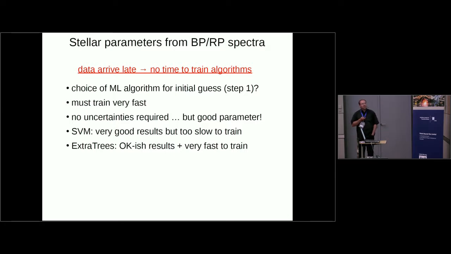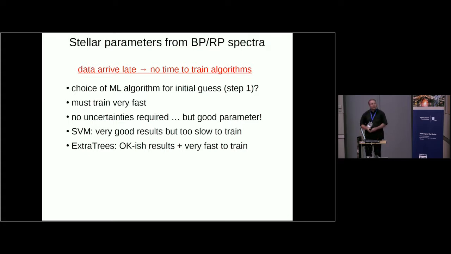But the advantage is, there's no point having excellent results from an algorithm that you don't have the time to train. So it's really a practical trade-off here, which we can afford because we have the gradient method as the second step, which then further improves the parameters. But really the advantage of extremely randomized trees is it trains like that.